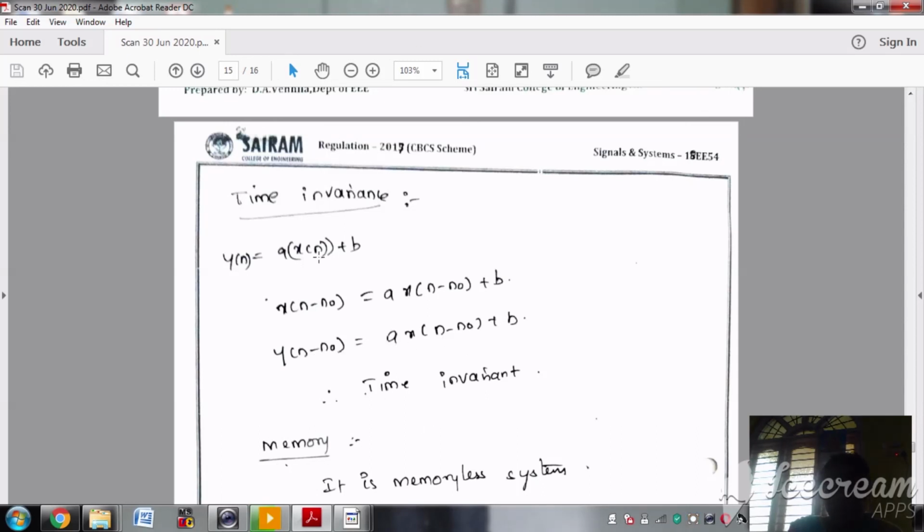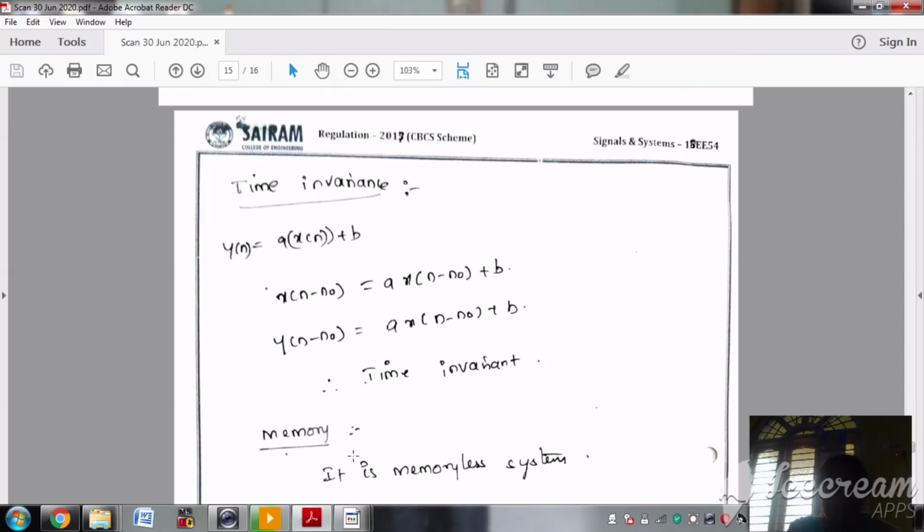Memoryless means it does not have any positive shift or negative shift. So the given system is a memoryless system.